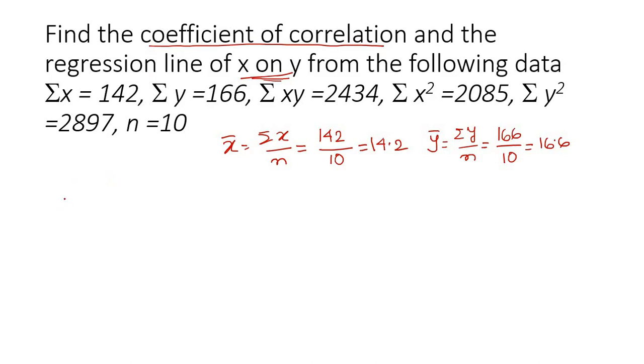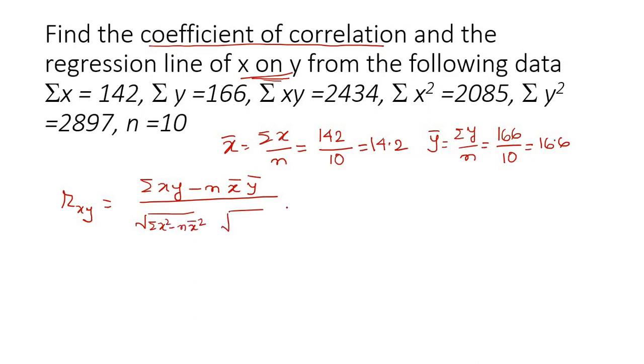Now let us write the formula of correlation coefficient. We know that for calculation purpose the formula is given by summation xy minus n into x bar into y bar, divided by under root summation x square minus n x bar square, and then summation of y square minus n y bar square. So you need a calculator to do these things. You see all the values are present before you.